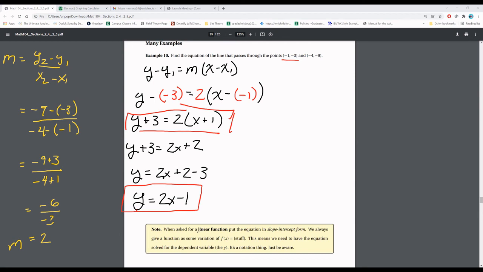If it asks for a linear function, if you're ever asked for a linear function, we actually do care what form it is. That means slope-intercept form, because functions are written as f of x is equal to some stuff, which means that the equation will be solved for the dependent variable, the y, or the f of x. So if you're asked for a linear function, that does imply that we want slope-intercept form. Otherwise, either form of this line, it's the same line. They're both correct.